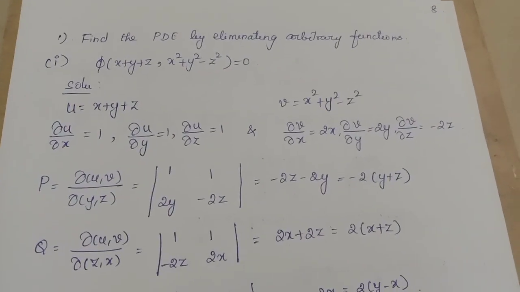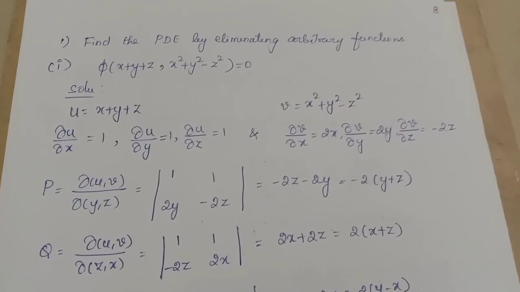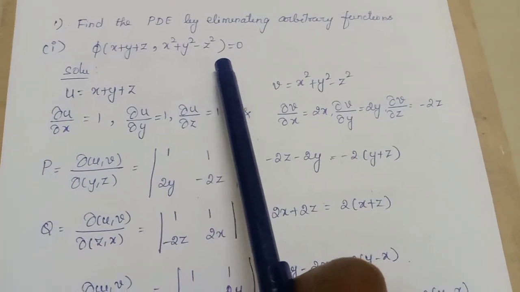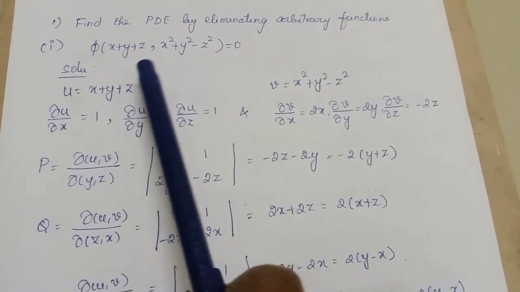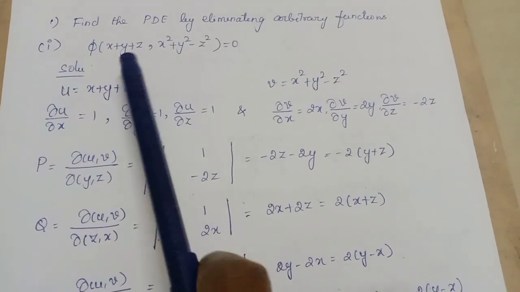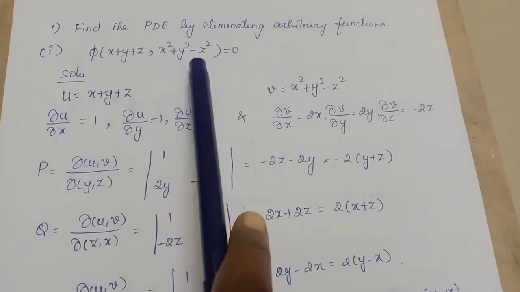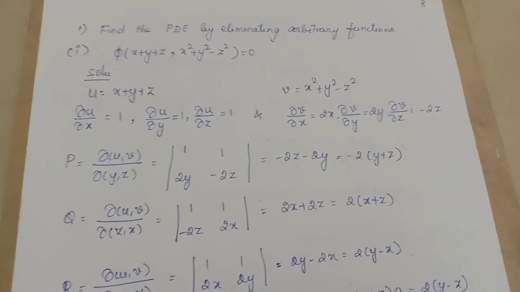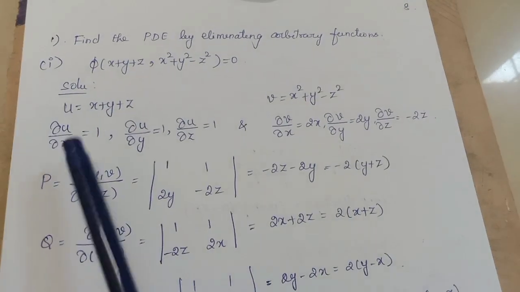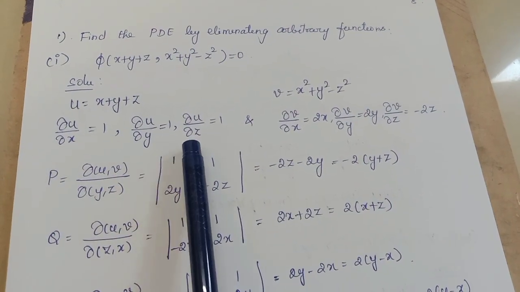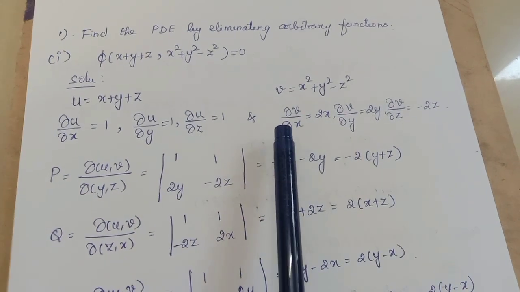So find the partial differential equation by eliminating arbitrary function. Phi of x y z plus x square plus y square plus z square equal to 0. See, this problem is something different from all the previous problems, isn't it? So the first function is taken to be u and the second one is taken to be v. Now from u we have to find what is dou u by dou x, dou u by dou y, dou u by dou z, and similarly for v.